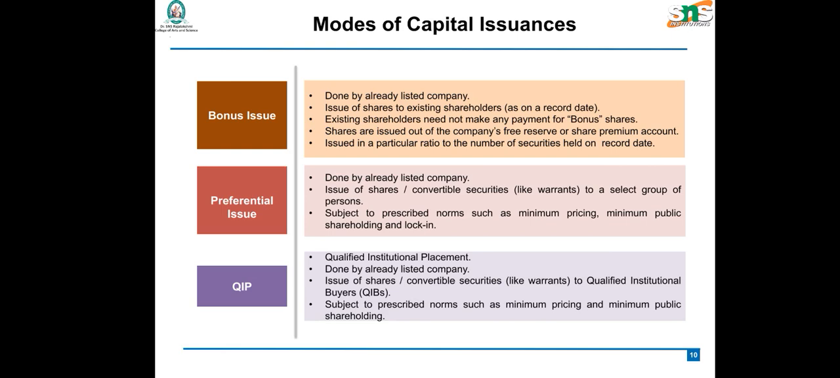Qualified institutional placement. It is done by an already listed company. Issue of shares, convertible securities to qualified institutional buyers, that is bank, insurance company and mutual fund companies. These are all the companies that will participate in this kind of mode of capital issues.